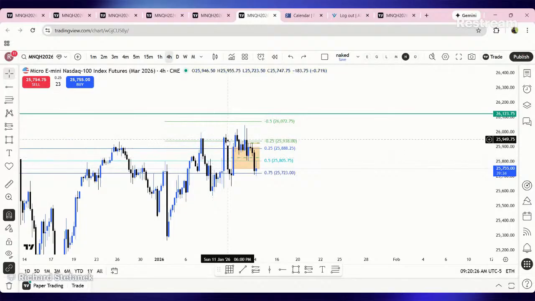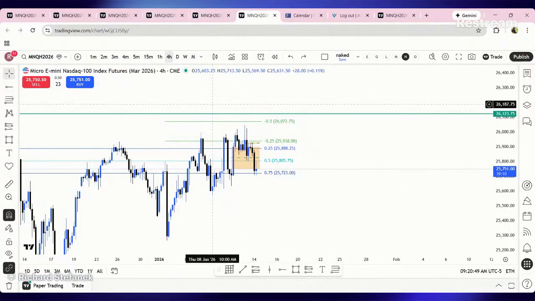I like this inefficiency as well. Maybe it can come up into there, but I have this one marked for right now because it's the closest proximity. Also, this is a balanced price range, so I would rather see something happen in here. But like I said, we can come up here if it needs to.